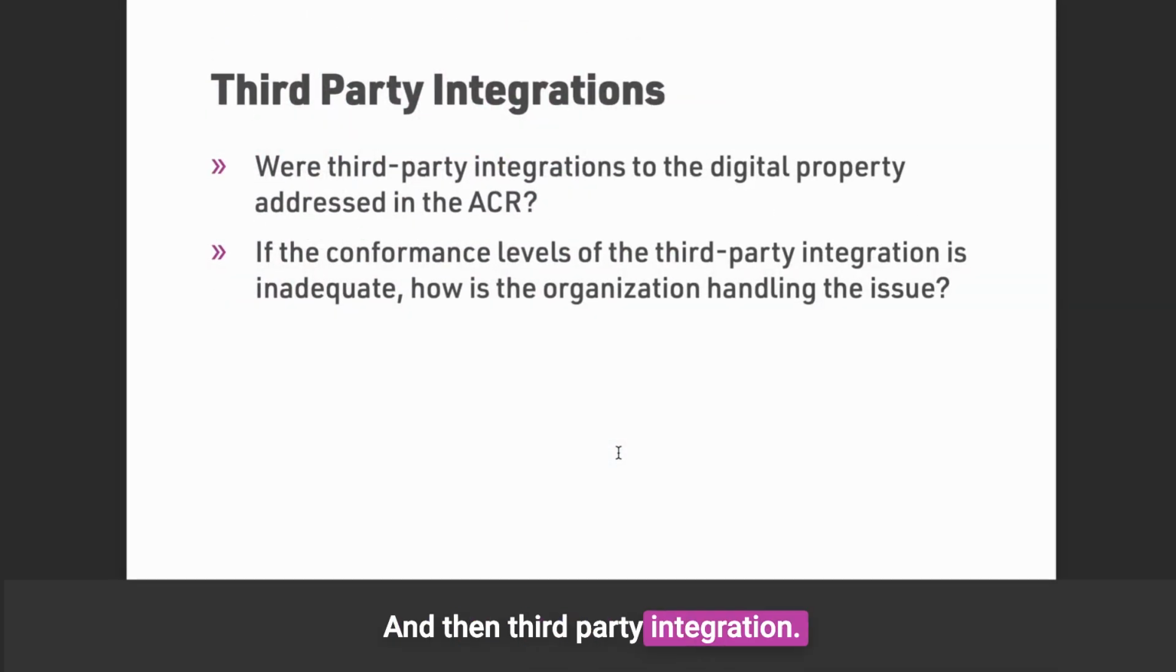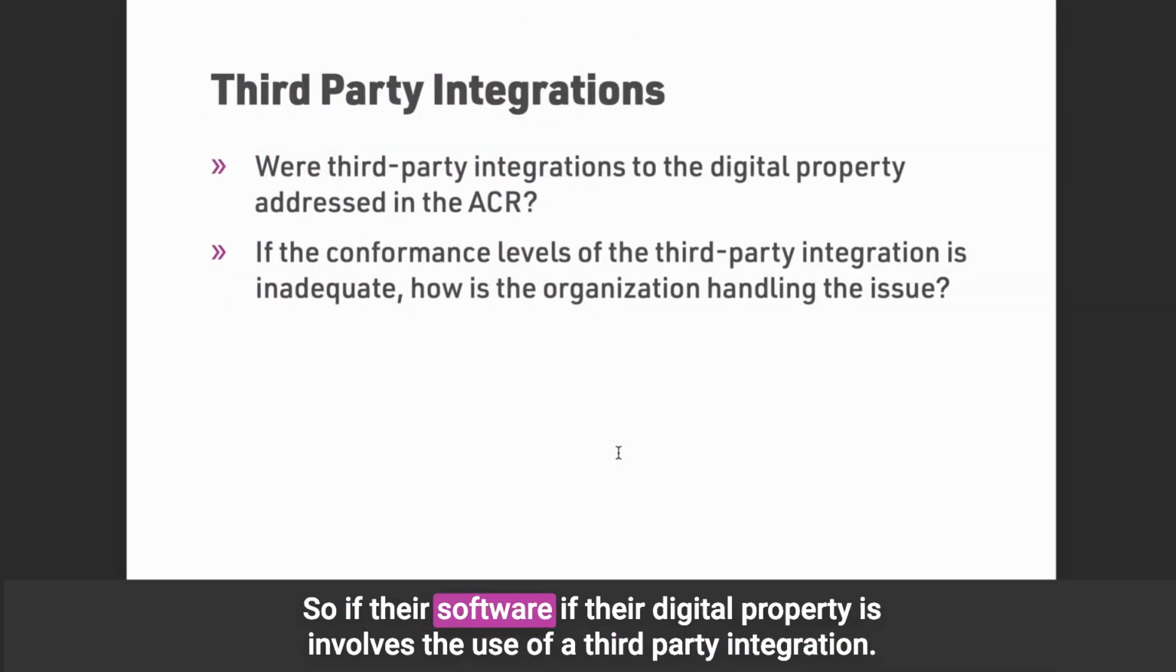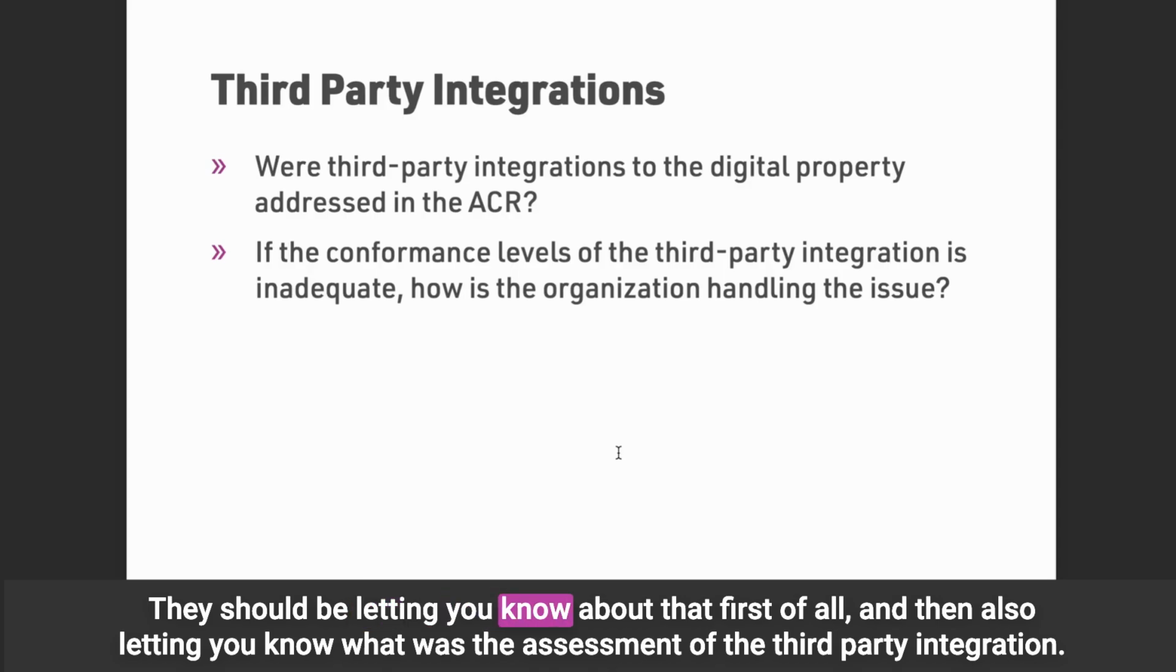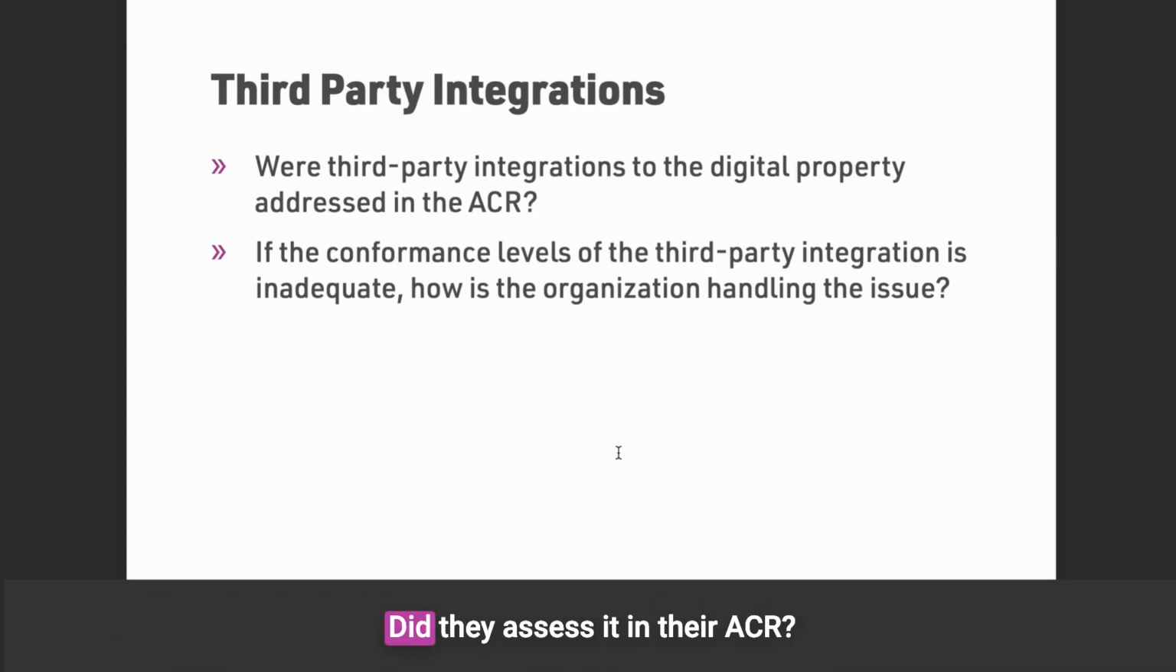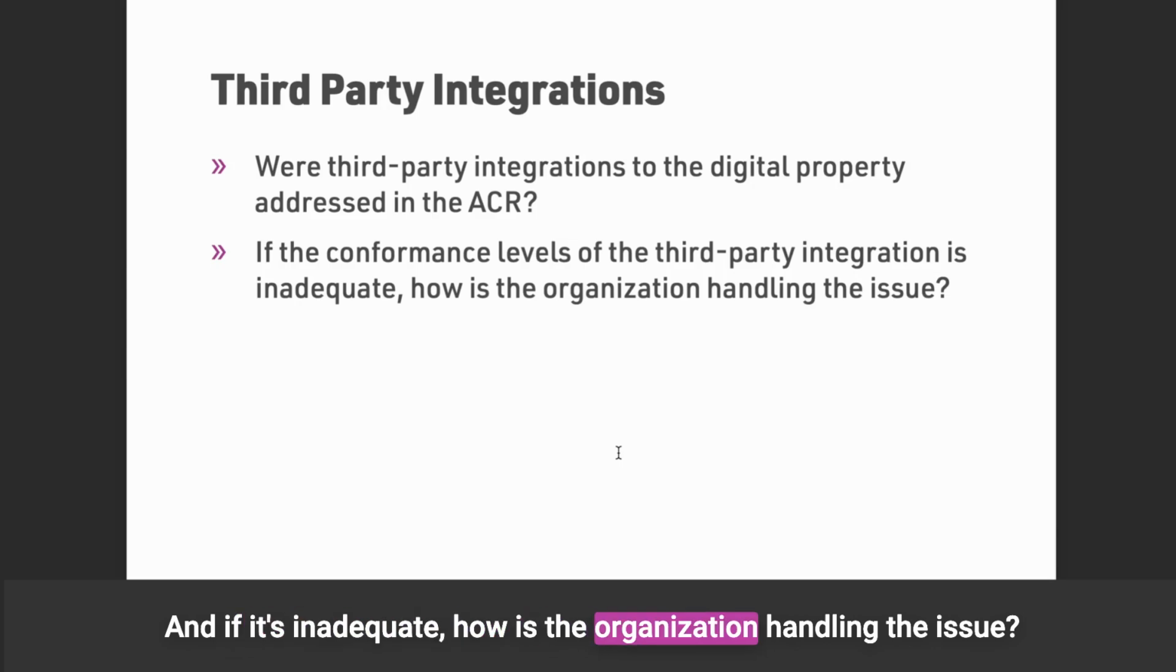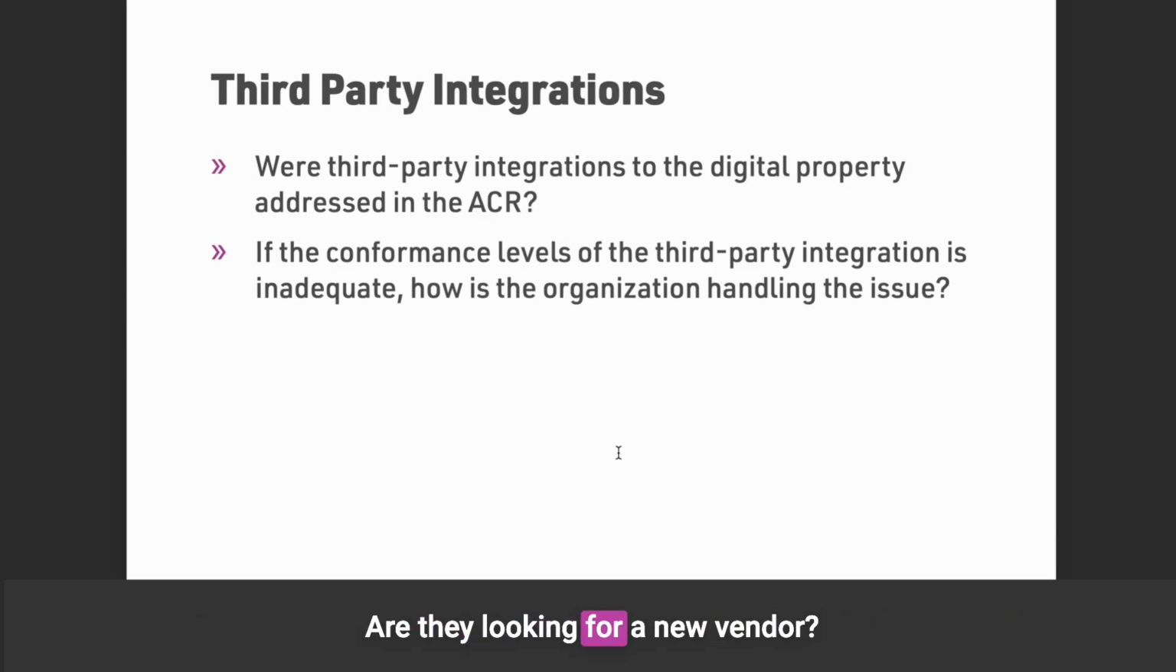And then third party integration. If their software, if their digital property involves the use of a third party integration, they should be letting you know about that, first of all, and then also letting you know what was the assessment of the third party integration. Did they assess it in their ACR? Was it adequate or inadequate? And if it's inadequate, how is the organization handling the issue? Are they looking for a new vendor?